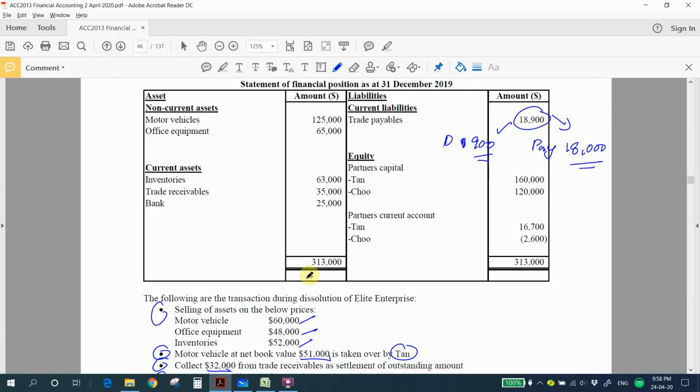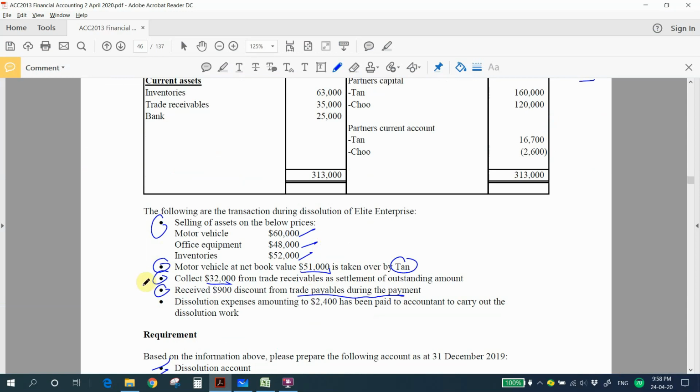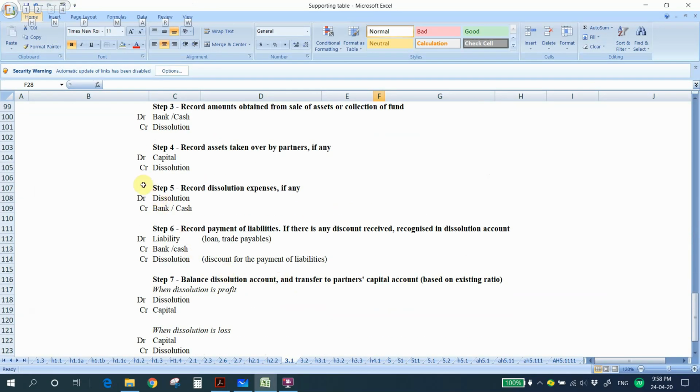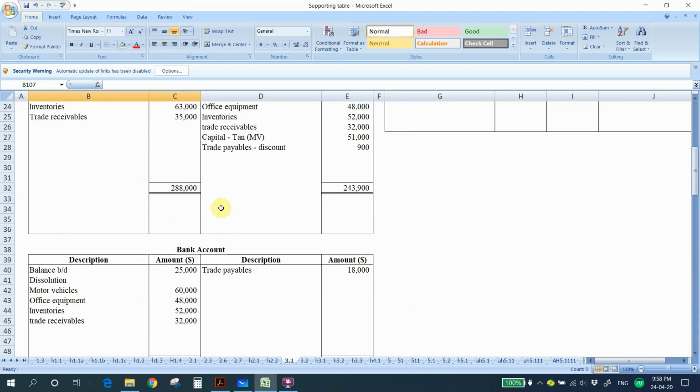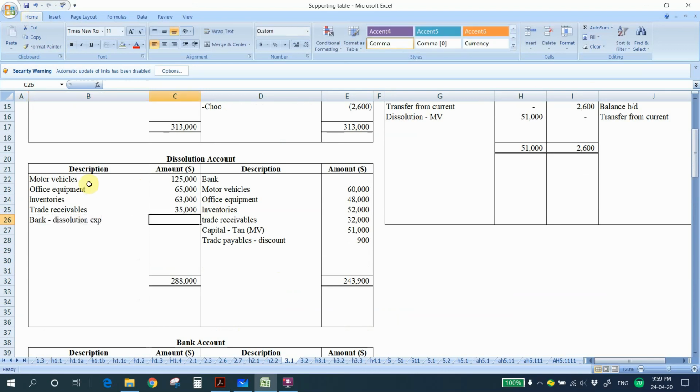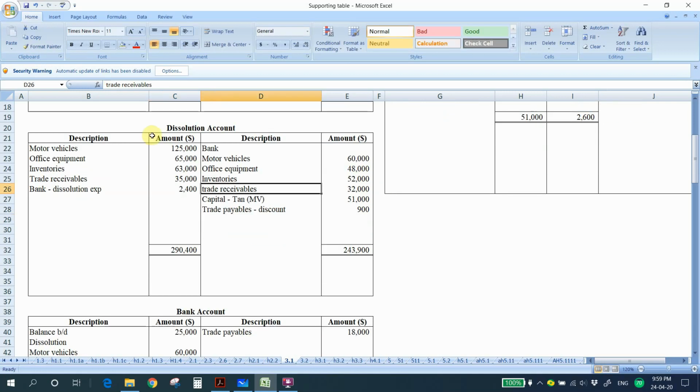Next, dissolution expenses amounting to 2,400 has been paid to accountant to carry out the dissolution work. So this refers to step number 5, when you have dissolution expenses. When you have dissolution expenses, you debit the dissolution account and credit goes to bank or cash account. So let's record the dissolution expenses. $2,400 and credit to bank account.